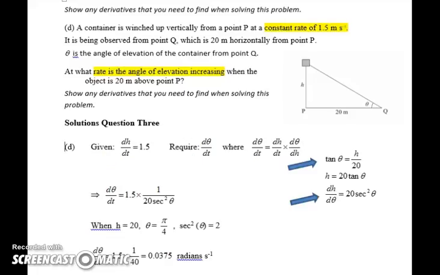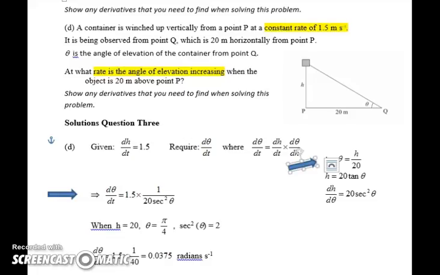The d theta dh comes from the triangle. Firstly, tan is opposite over adjacent, so tan theta is h over 20. When I cross multiply, h equals 20 tan theta, differentiating dh d theta, 20 secant squared theta, so I'll use the reciprocal in my answer because I need d theta dh. And so I've substituted into that chain rule, and d theta dt equals 1.5 times 1 over 20 secant squared.